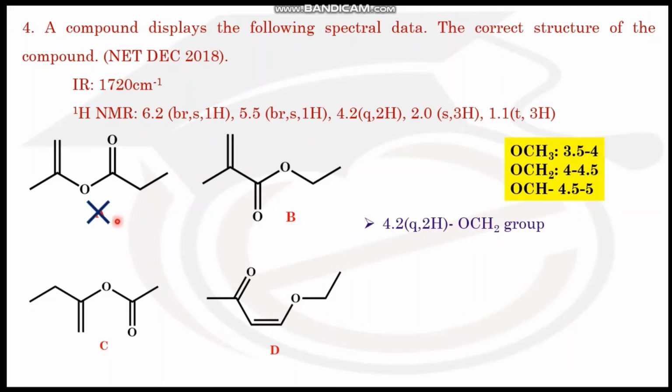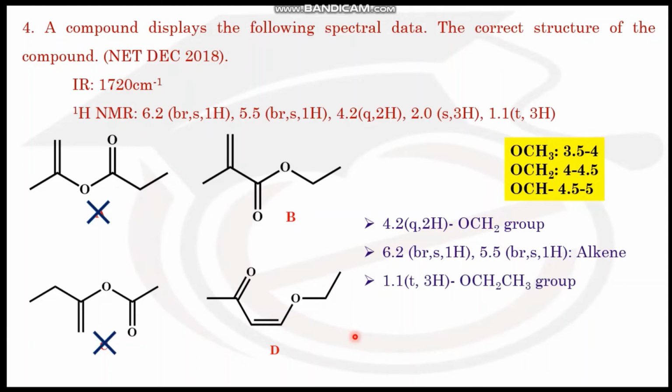So we can eliminate option A, there is no OCH2 group. Also we can eliminate option C, there is no OCH2 group. Here the OCH2 group corresponds to 4.2, and it is attached to a CH3 group, the 1.1 triplet 3 hydrogen. Next, these 2 values, 6.2 broad and 5.5 broad, indicate a double bond. So here one double bond is there, here also one double bond is there. The structure will be D, but how we can differentiate, that we can also check.